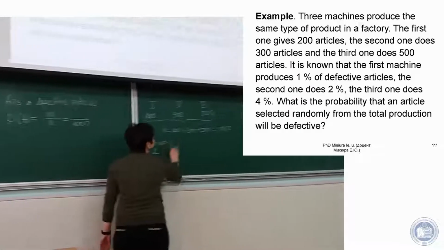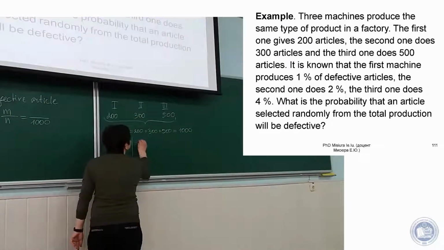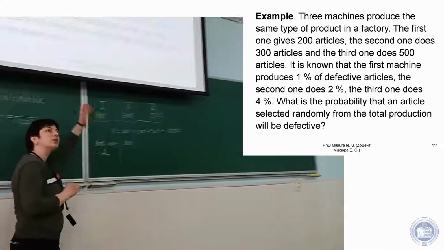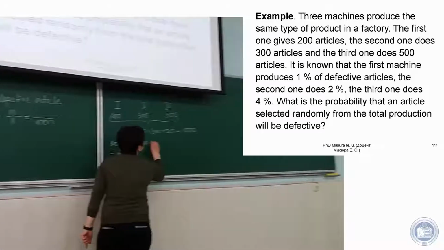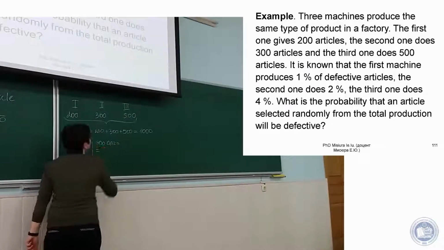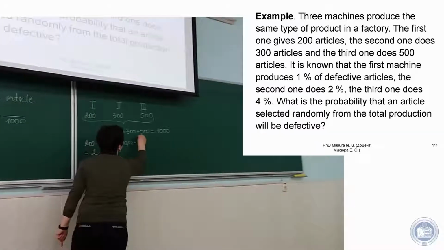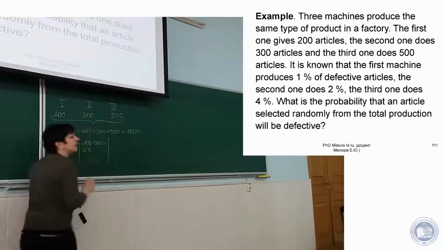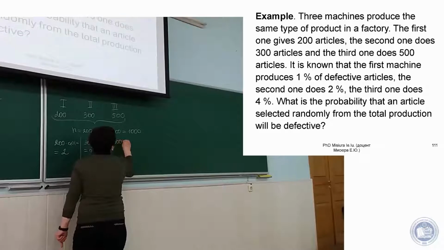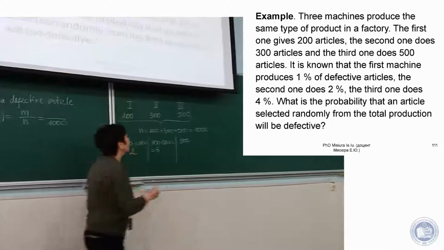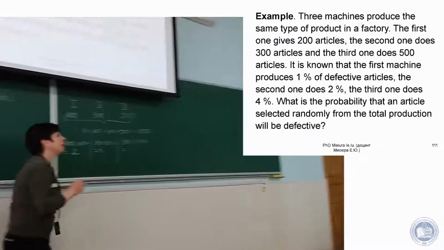Let's continue. If you take the second machine, you get 300 multiplied by the percent of defective articles for the second, which is 2%, or 0.02. 300 multiplied by 0.02 will be 6. And if you take the third machine, you get 500 multiplied by 4%, or 0.04, and that equals 20.